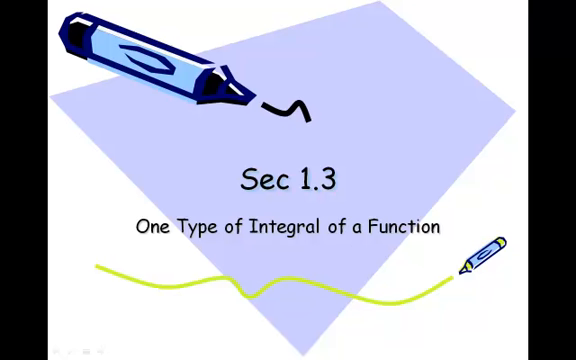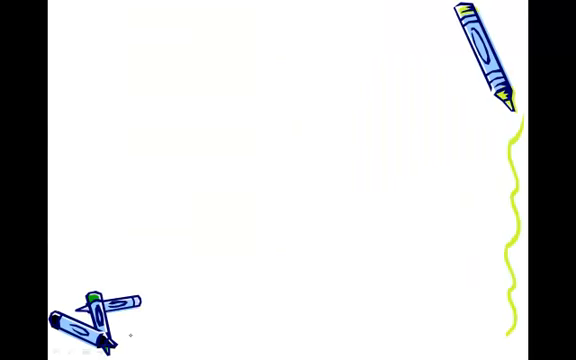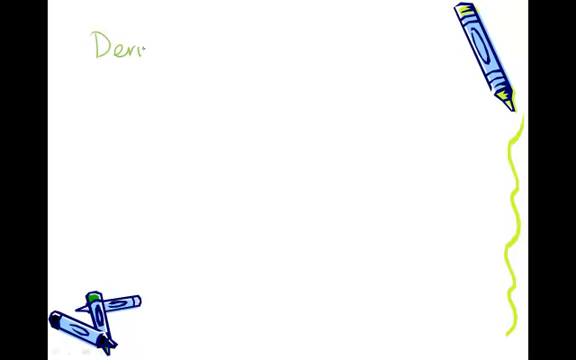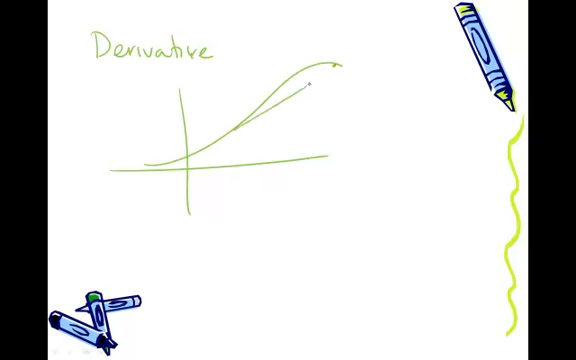Okay, welcome to section 1.3, where we're going to now look at the integral of a function, one type of integral of a function. In section 1.2, we looked at estimating the derivative, and we found that the derivative was when we looked at the slope between 2 points, and as we brought the second point closer and closer to the first, we could estimate the derivative or the slope of the line at 1 point on the graph.